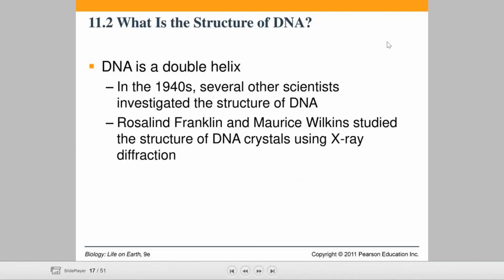Several other scientists investigated the structure of DNA. Rosalind Franklin and Maurice Wilkins studied the structure of DNA crystals using X-ray diffraction.